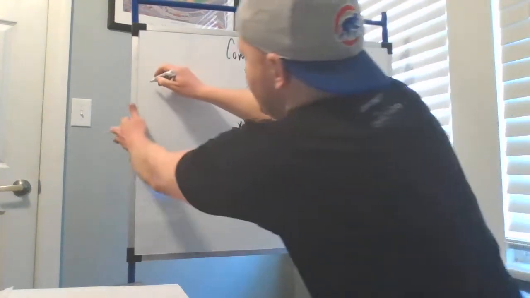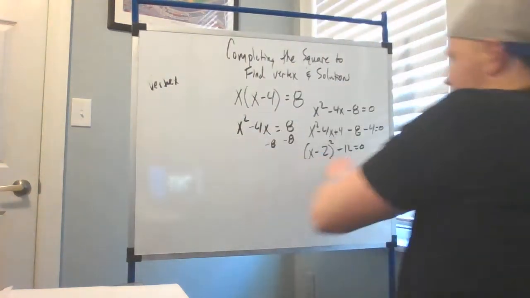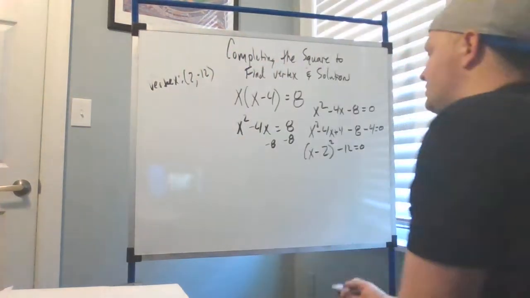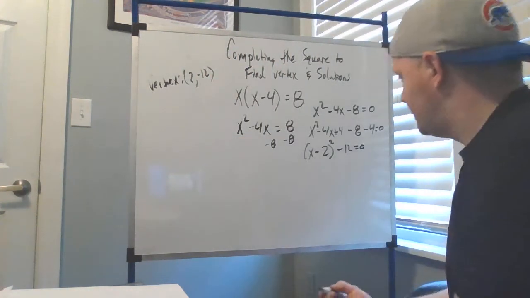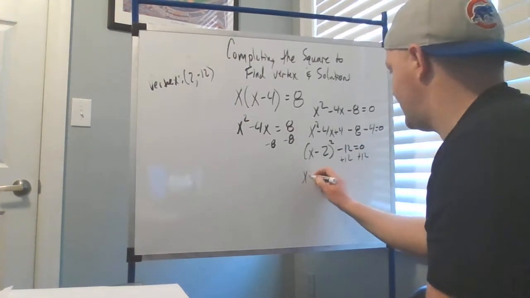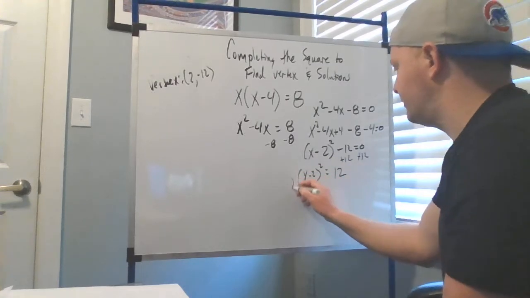So my vertex of this given quadratic is 2 comma negative 12. 2 comma negative 12. Now let's solve this, okay? So let's solve this. I'm going to add 12 to both sides. I got x minus 2 squared equals positive 12.